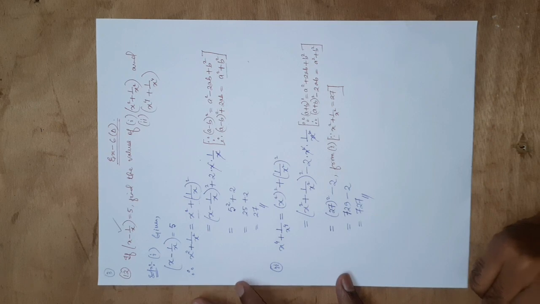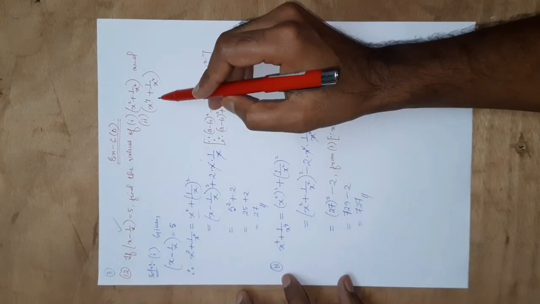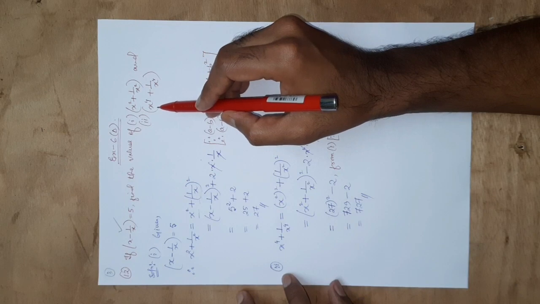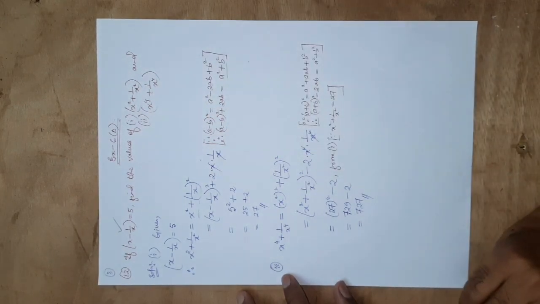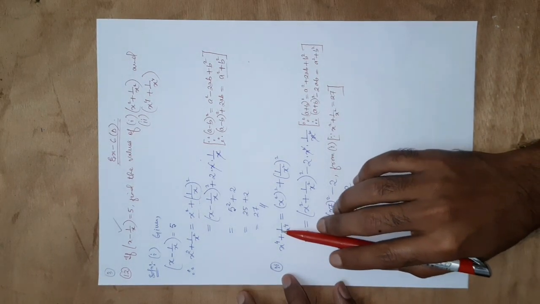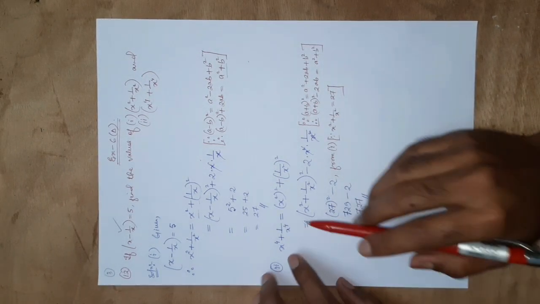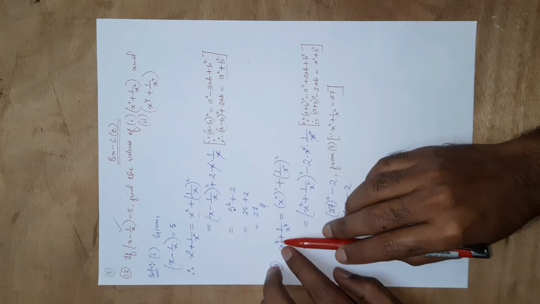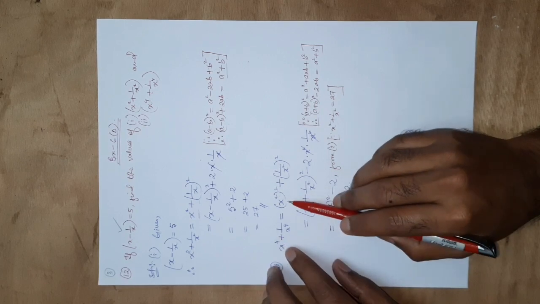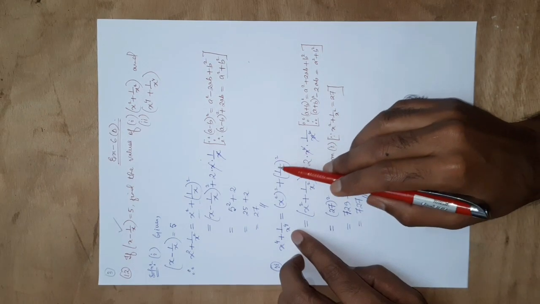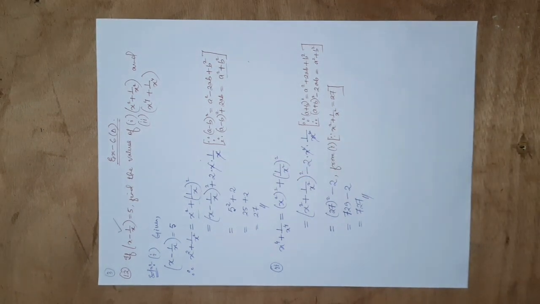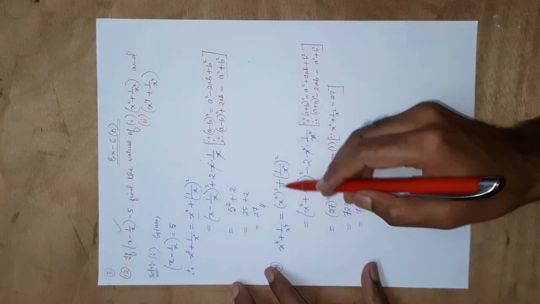Okay, so let us see how I have found number 2. The value of number 2, x to the power 4 plus 1 by x to the power 4. I can write x to the power 4 as x square whole square, and 1 by x to the power 4 as 1 by x square whole square. Follow? Okay, now again this is in the form of a square plus b square.